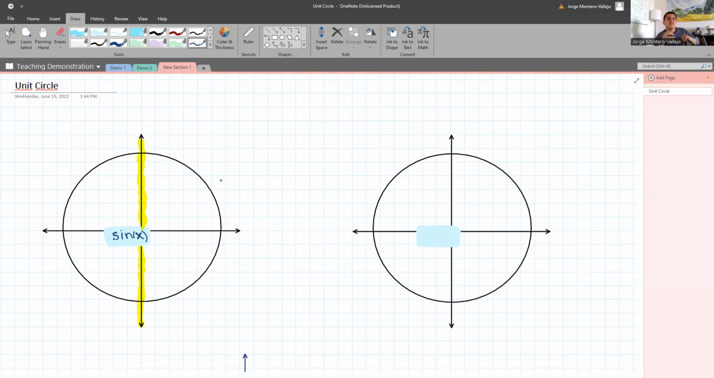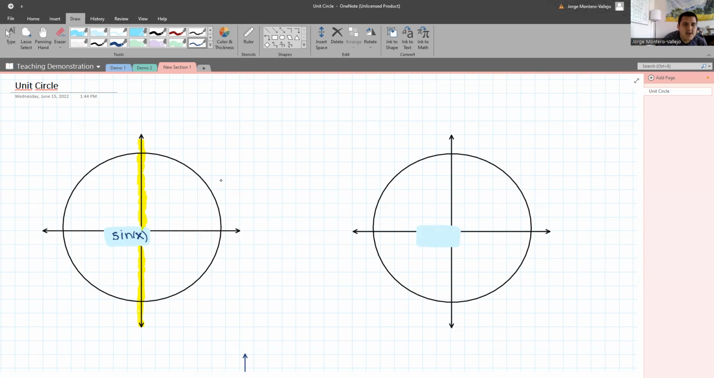But okay, so how does this work? The first thing that I did was I highlighted the y-axis. The sine of x is related to the y-axis. And then the other thing that I want to do is, these are unit circles. What does that mean? It means that these circles have radius 1. That's why, hence the word unit.